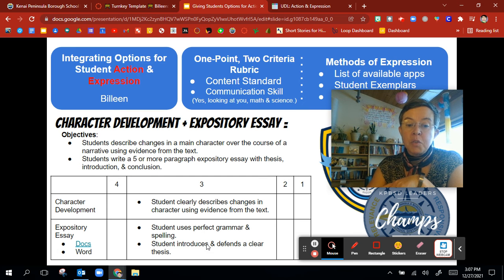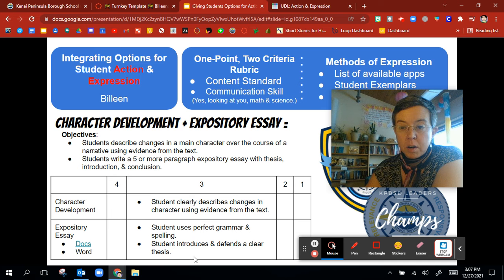Then student introduces and defends a clear thesis is the other part of this criteria. So that is the grade level expectation for that. And then the tools I have are Google Docs or Word. I prefer my students to use Google Docs because it's easier for them to share it with me within our district's network. So here we have the content standard, which is the character development, and then the communication skill, which is the expository essay. And these are both standards that we find in the curriculum.